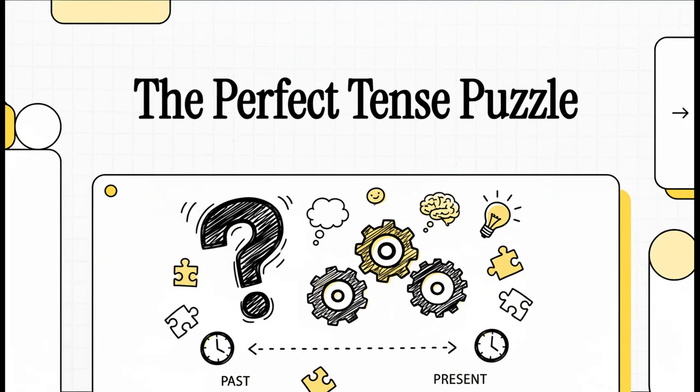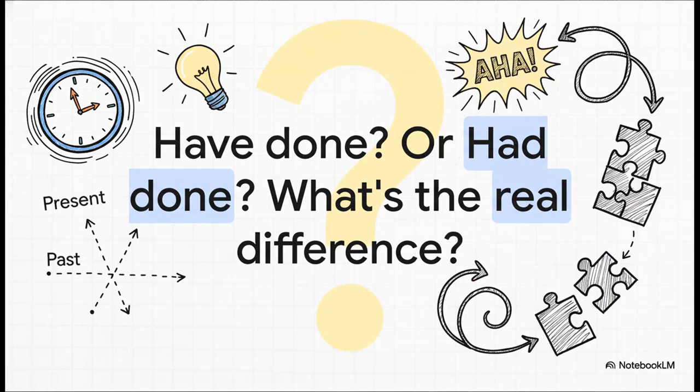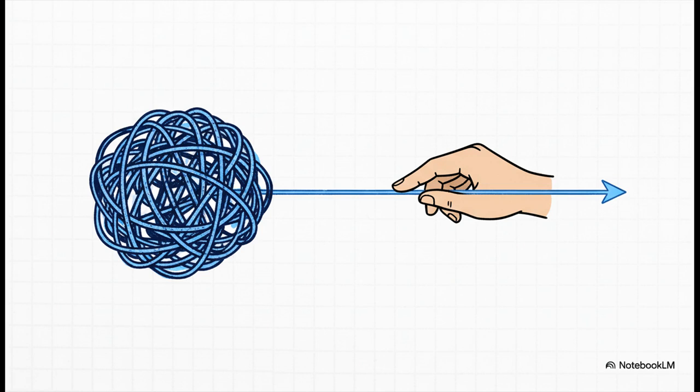Let's crack one of English's trickiest puzzles, have done versus had done. So, which one is it? This gets a lot of people mixed up, but it's actually super simple. Forget all those complicated grammar rules. All you need to remember is this one word: timeline.